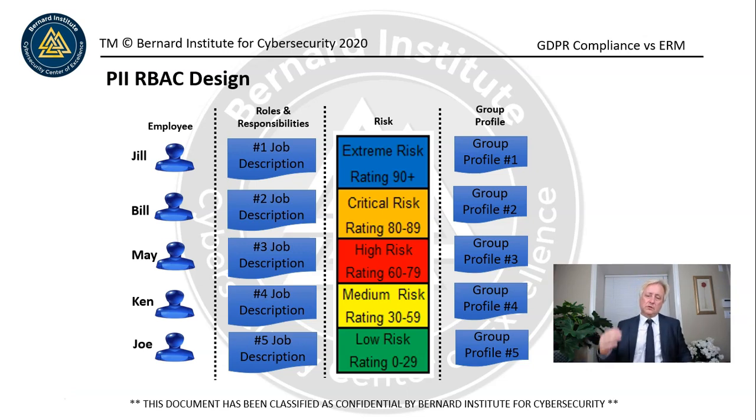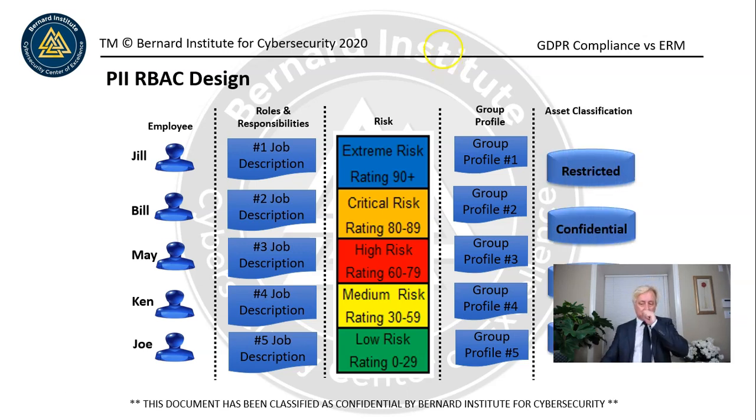So we create group profiles. Group profile 1, 2, 3, 4, 5. Okay? Each of them has a different authorization level. They have different network services. They have different access to different types of data on the environment and different authorities generally. So this is how we begin to create a role-based access control design.